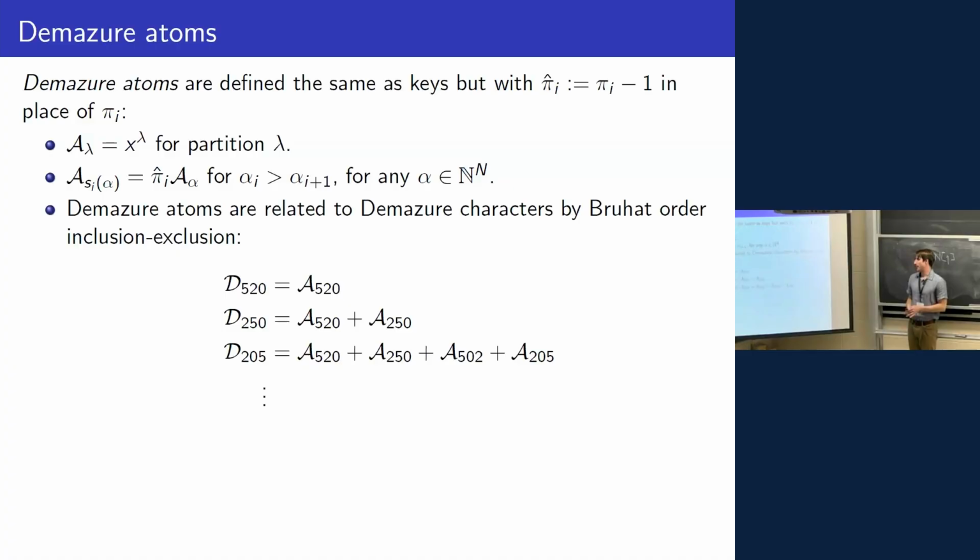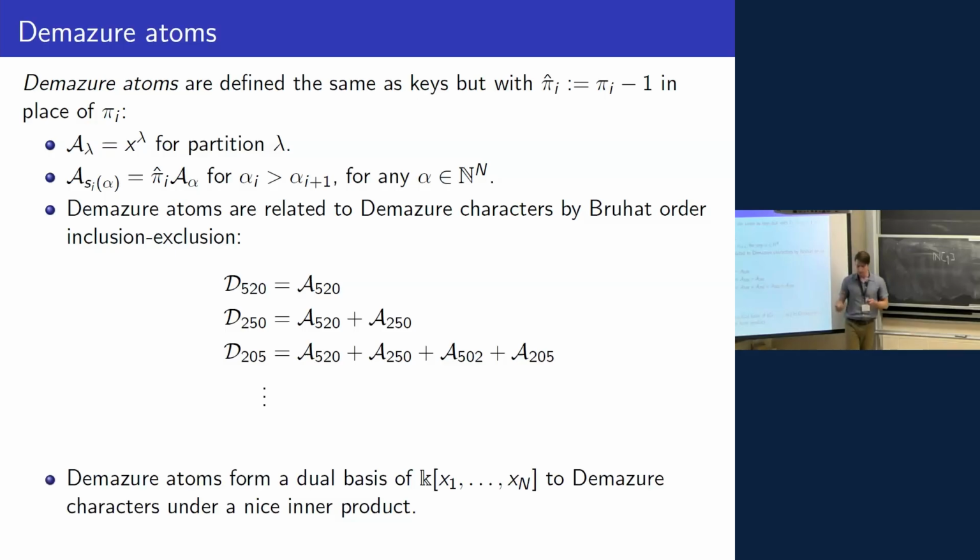Okay. And instead of writing all that out because it gets kind of messy, it's actually more insightful to think about it the other way around. So Demazure atoms are related to Demazure characters by a Bruhat order inclusion-exclusion type formula. So in particular, every Demazure character is a positive sum of Demazure atoms. And maybe importantly for motivation, the reason I want to mention them is just that they are a dual basis for the Demazure characters under a nice inner product that's motivated by the representation.